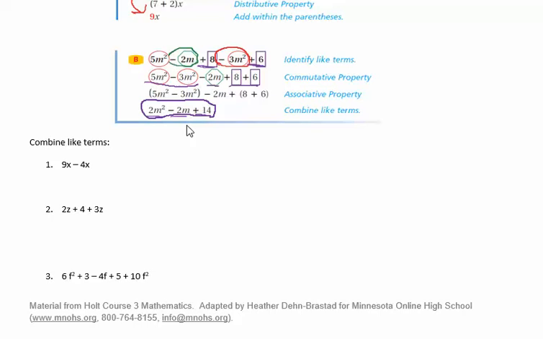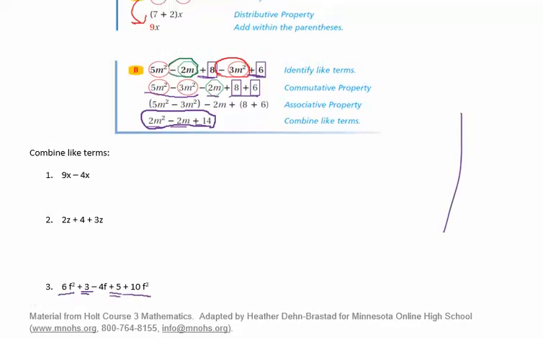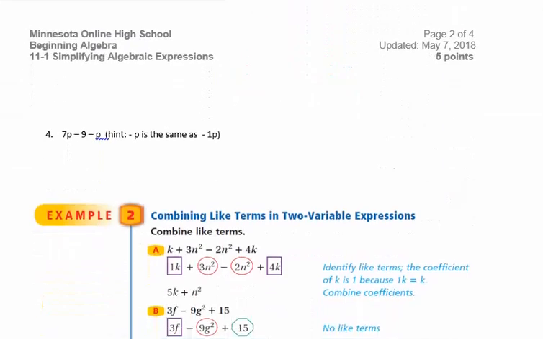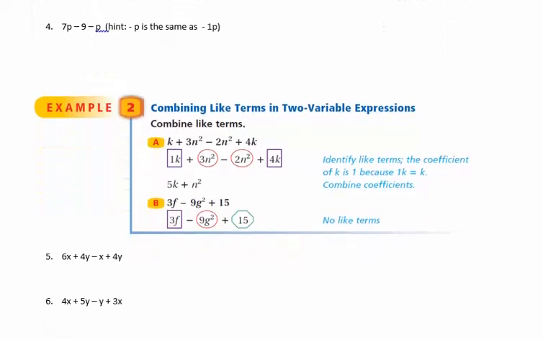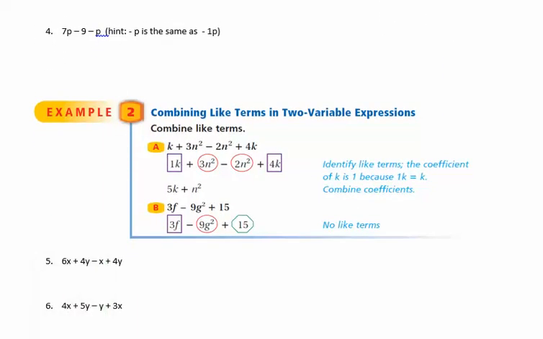So 1, 2 are pretty basic. In number 3, remember the 6f squared does not go with minus 4f, but it can go with plus 10f squared. And then also the plus 3 and the plus 5 can go together. Then looking at number 4, I have a lot of room there. You can put a 1 in front of the p, and then you can write 7p minus 1p, put those together. And then don't forget the minus 9.